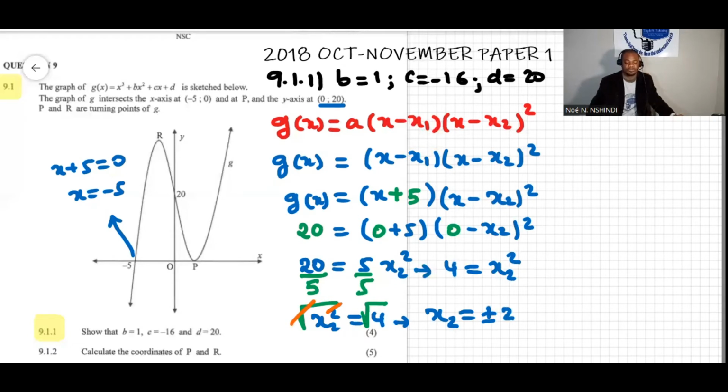Then we're going to look at it: we have positive 2 and negative 2. Now, when you look here, P is on the positive x-axis. The positive x. So therefore, x2 will be equal to 2. Actually it's not really what we're looking for, but let me just write it here.